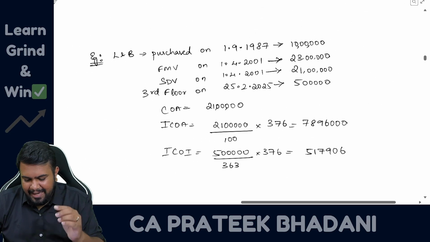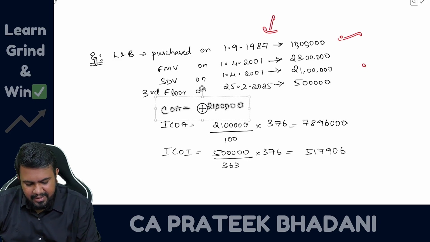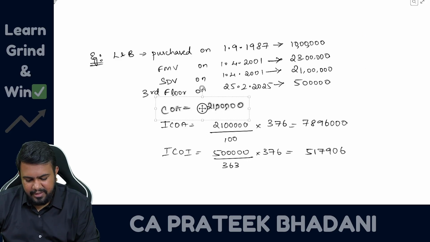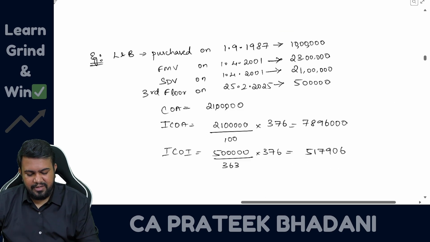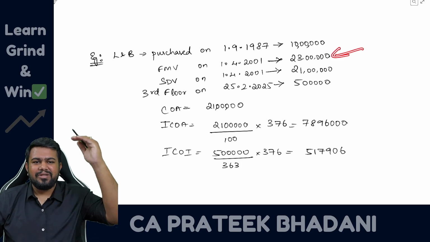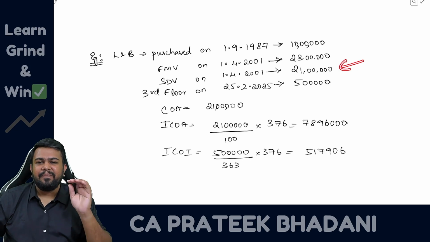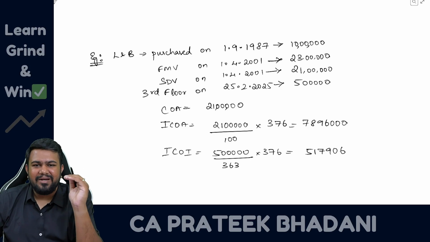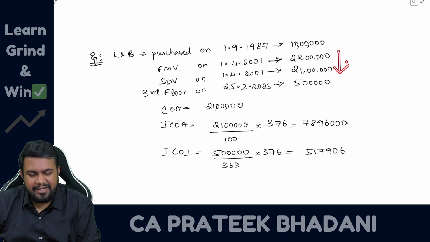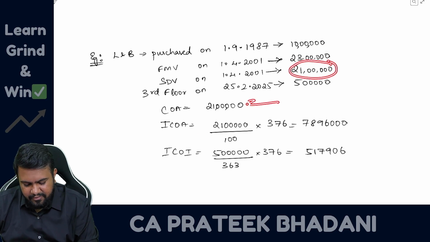Let's say a land or building was purchased in 1987 for 10 lakh rupees. On 1/4/2001, the fair market value was 23 lakhs. So now you will be very happy, because you can take this value as your cost since it is higher than the purchase price. But the stamp duty value was 21 lakhs only. That is why you have to restrict this 23 lakhs up to 21 lakhs. So maximum you can take 21 lakhs only. So 23 lakhs or 21 lakhs, whichever is lower, or actual purchase price, whichever is higher. That is why you take 21 lakhs as the cost of acquisition.